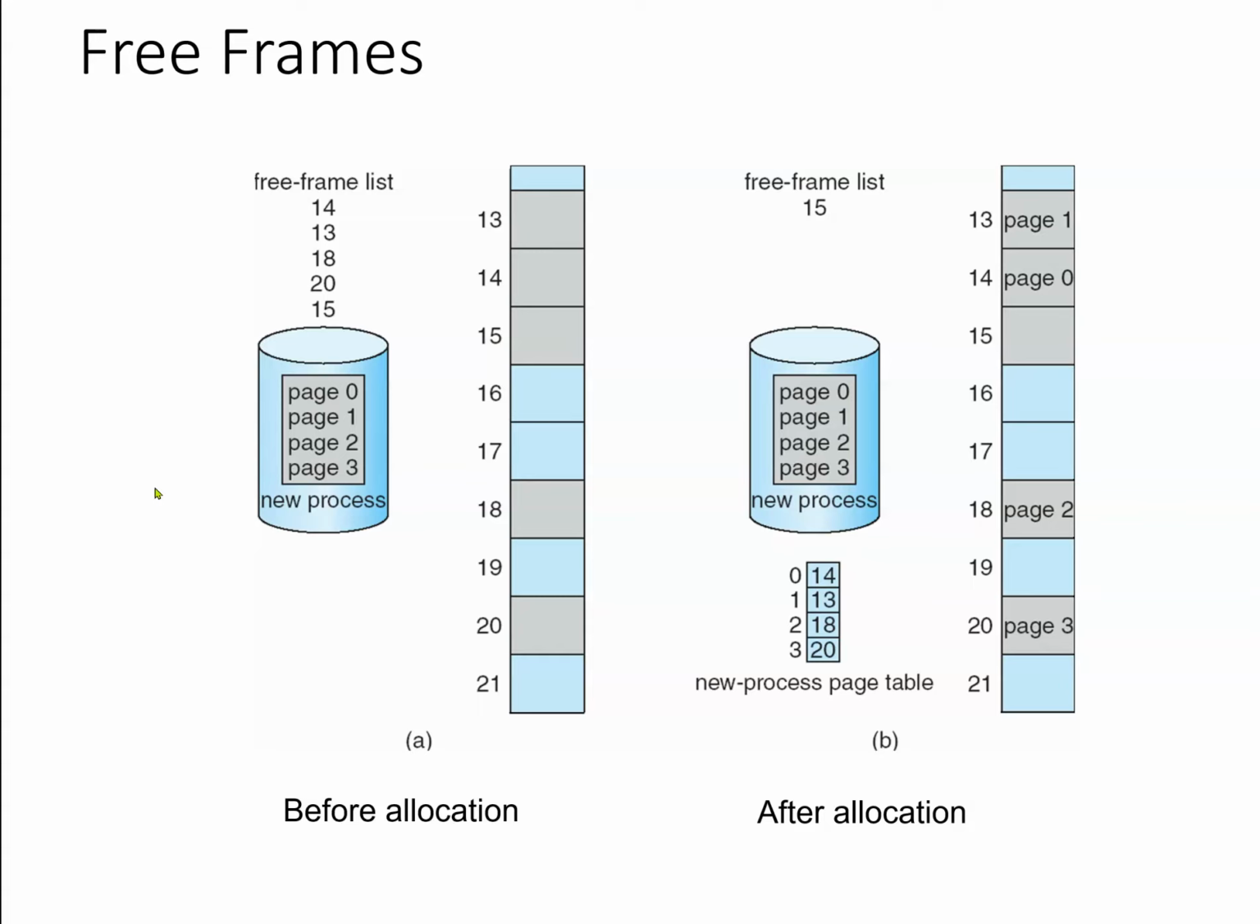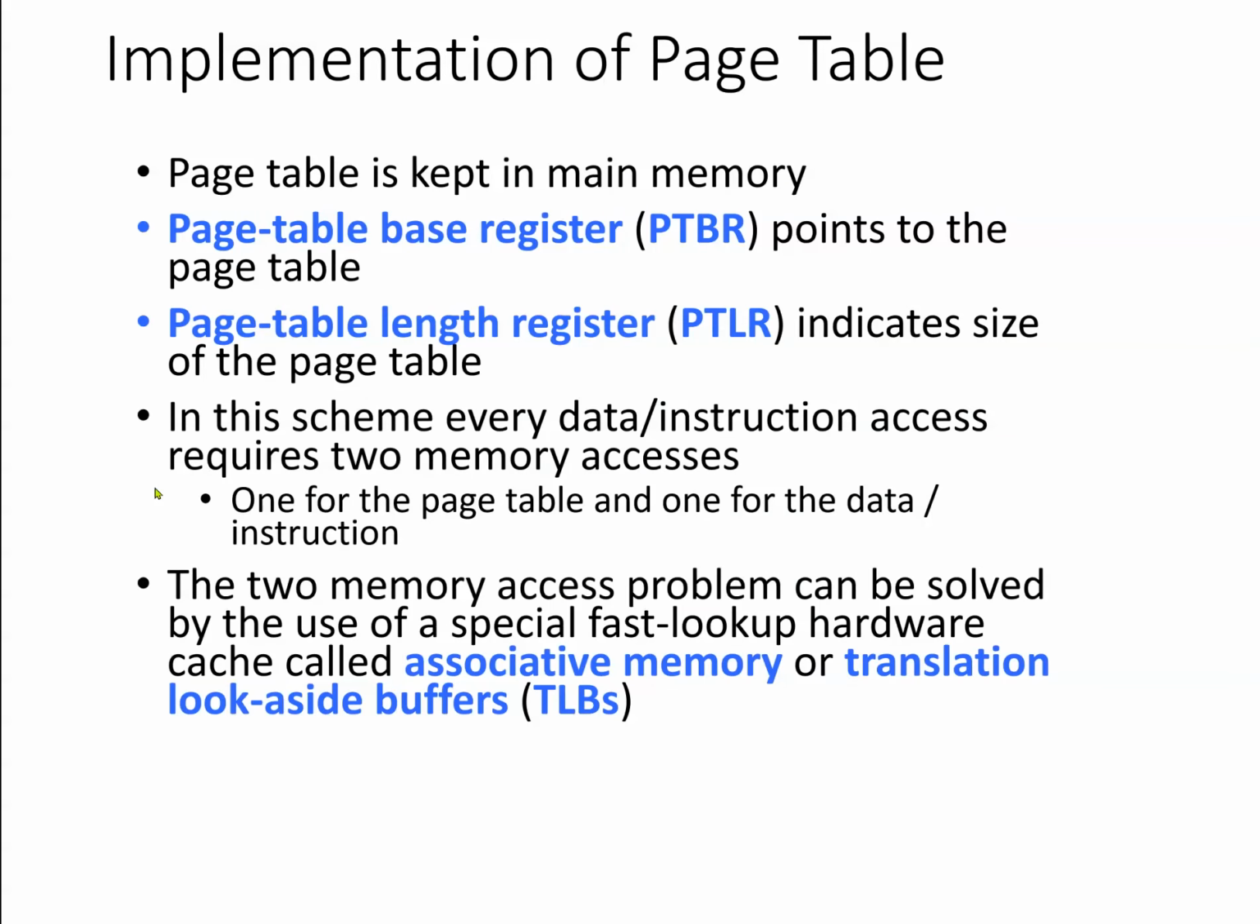So we've got page 0 here corresponding to page frame 14. We've got page 1 corresponding to frame 13, and so on and so forth. But notice this is a page table associated with the process. So how do we implement this?